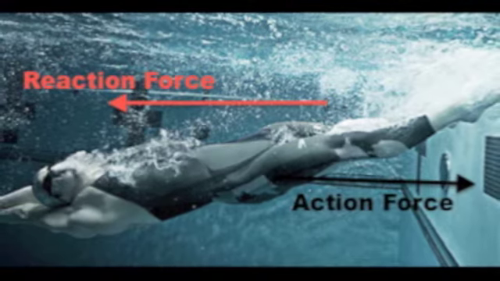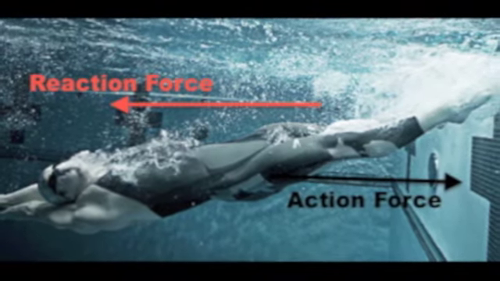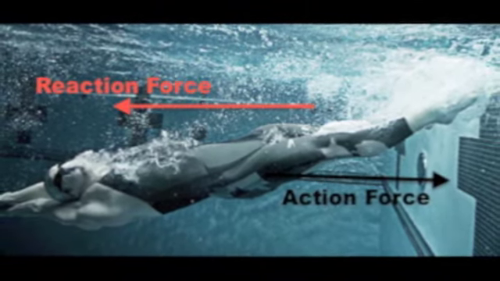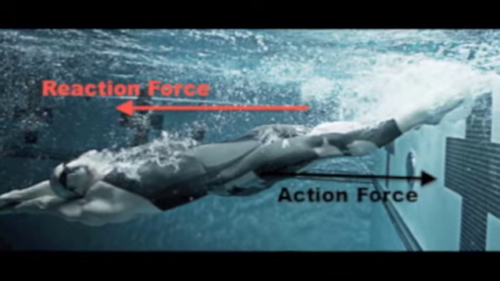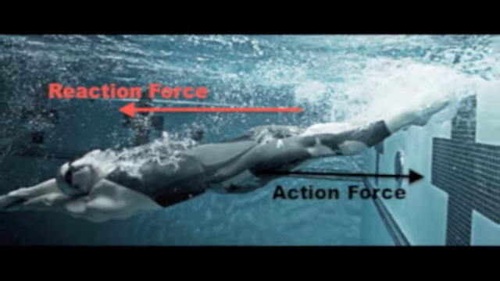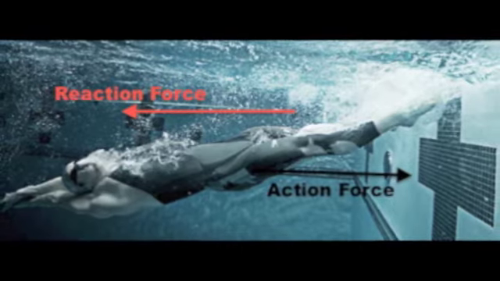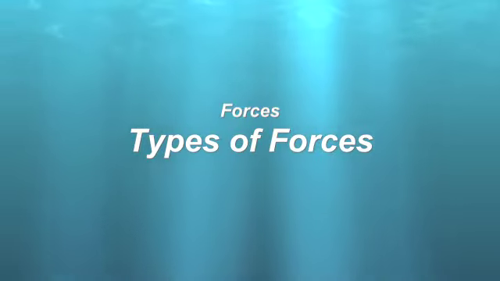For the push-off, a swimmer applies a force against the wall. For this action, the reaction force, an equal force, is applied back on the swimmer and pushes them off the wall. Let's now look at the types of forces involved.